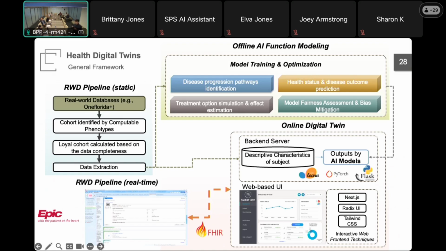And there is a bidirectional data exchange pipeline. So that enables the real health digital twin, and that is the key component of the digital twin.